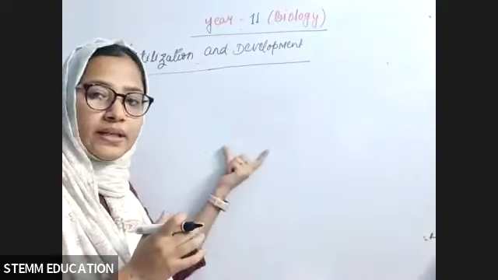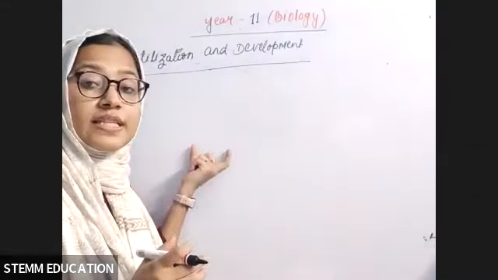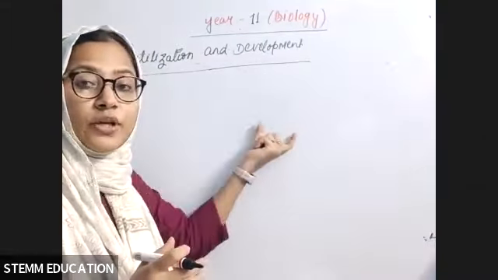So when the nucleus of the male reproductive cell and the nucleus of the female reproductive cell fuse together, it forms a nucleus that is known as the zygote. Okay.